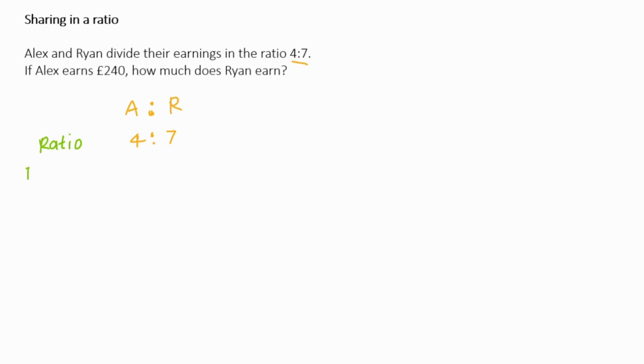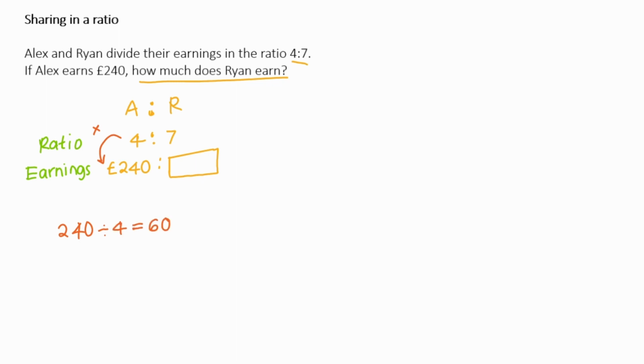We have now been given the earnings of Alex, which is £240. So we can therefore write 240 under our A for Alex. And we do not know the earnings of Ryan because that is what the question is asking us to find. So in order to do that, we can first look at what we have done to our 4 in order to make it 240. We know we have multiplied it by something because we are making it bigger. So to find that number, we can do 240 divided by 4, and that gives us 60.